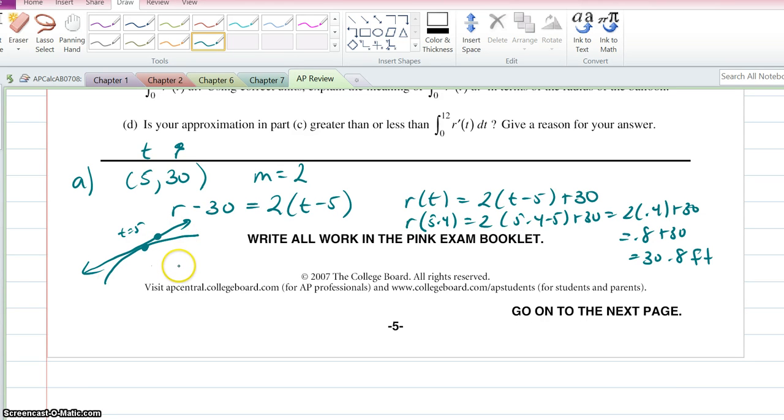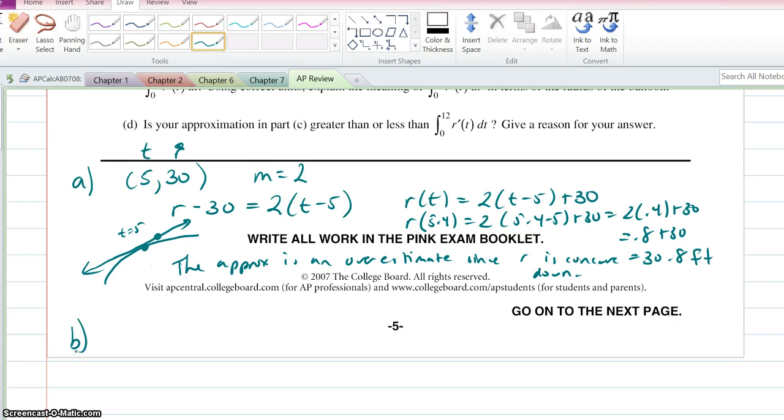So we would just say that the approximation is an overestimate since r is concave down, and that's the only reason you have to give. Okay, you don't have to go into any more detail than that, just say that it's concave down.